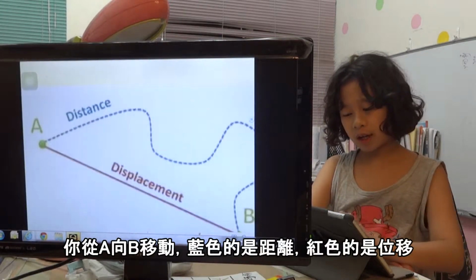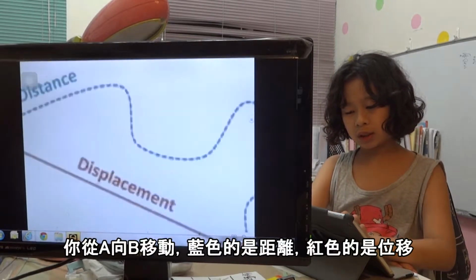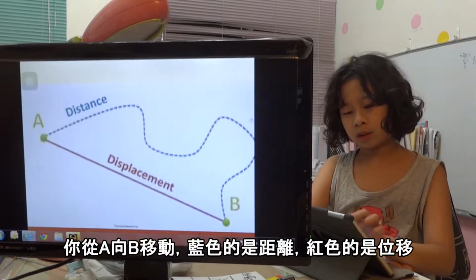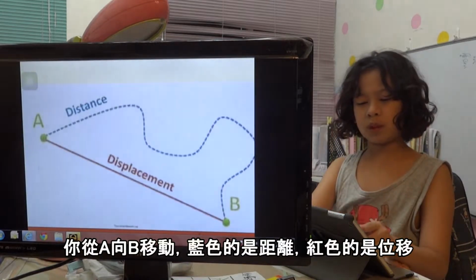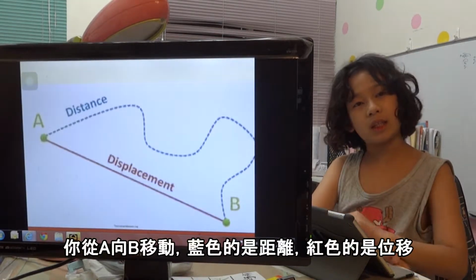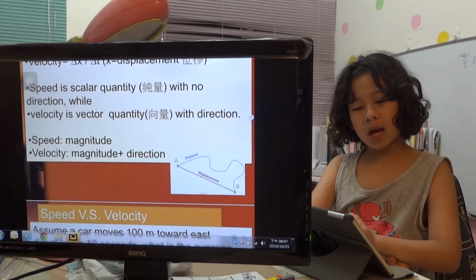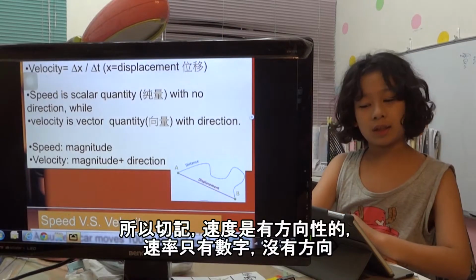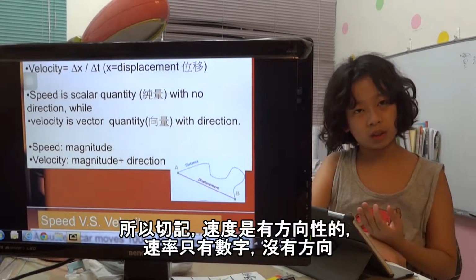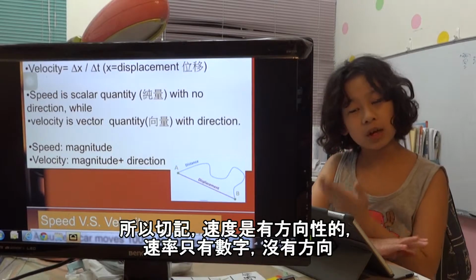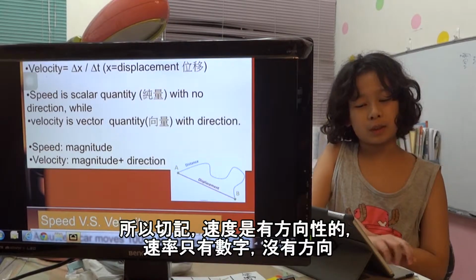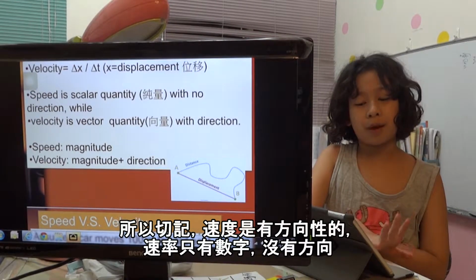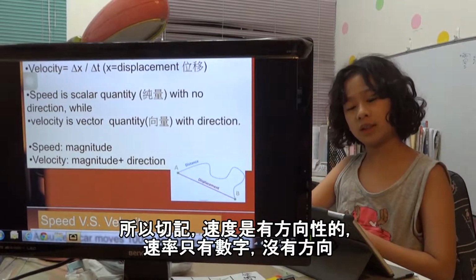So you move from A to B, and the distance is the blue line. The distance is very long, while the displacement is shorter, just the red line. And remember, velocity is a vector quantity, so it has a direction. So speed is just a magnitude, while velocity is a magnitude plus a direction.